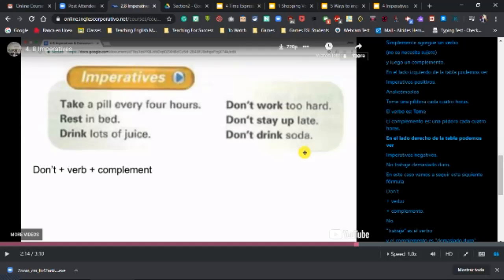In the past modules, did you get any extra material from your teachers? En los módulos pasados, obtuvieron material extra de sus maestros o de inglés corporativo? Give me a book. They gave you a book.